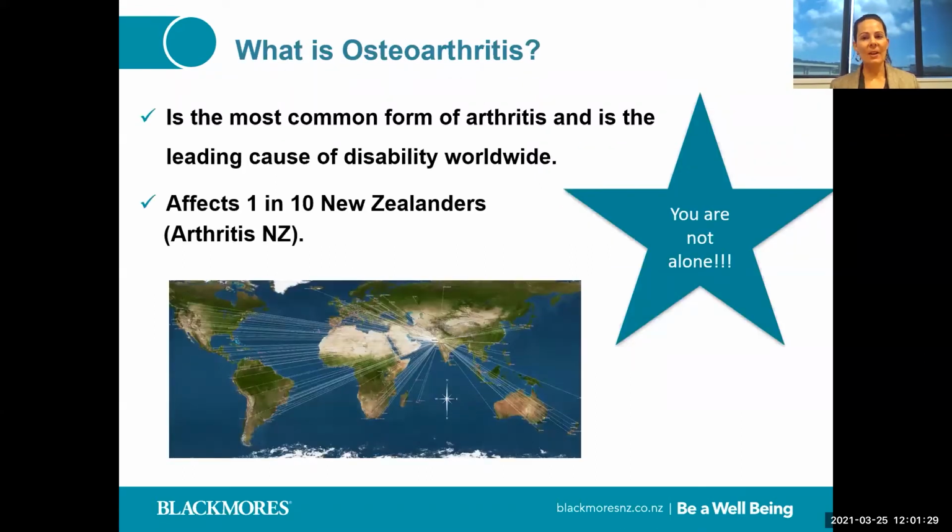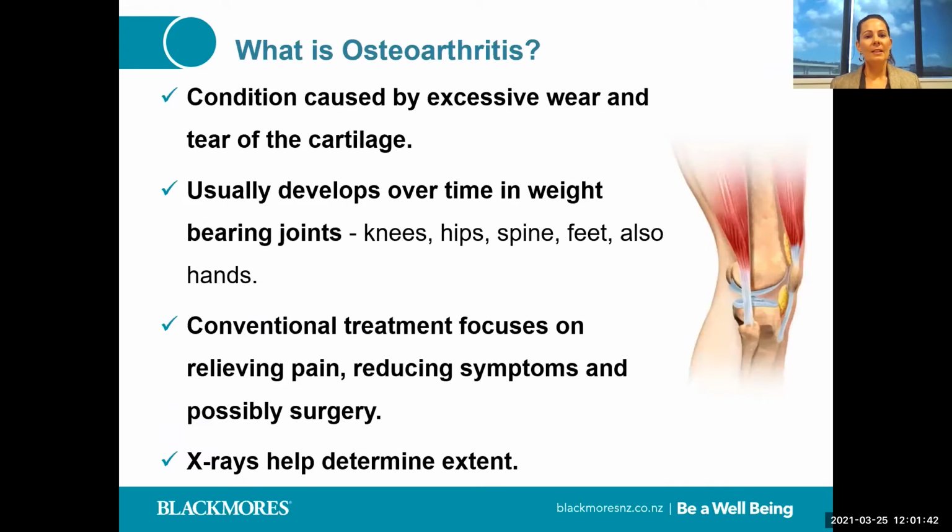So what is osteoarthritis? It is the most common form of arthritis and is the leading cause of disability worldwide. It affects 1 in 10 New Zealanders. So if anything, realise that you are not alone. It's a condition caused by excessive wear and tear of the cartilage. It usually develops over time in weight-bearing joints such as knees, hips, spine, feet, and also can occur in the hands. Conventional treatment focuses on relieving pain, reducing symptoms, and possibly surgery.